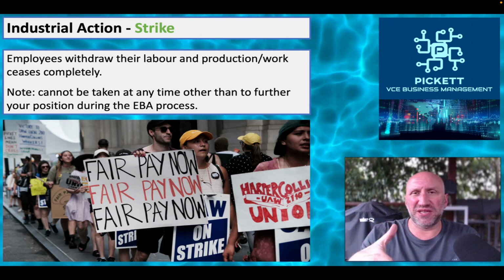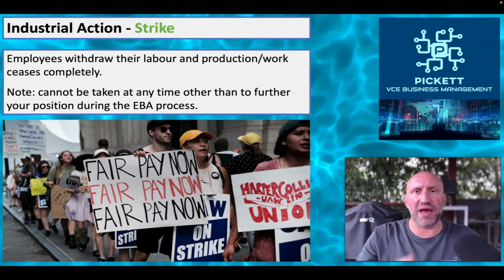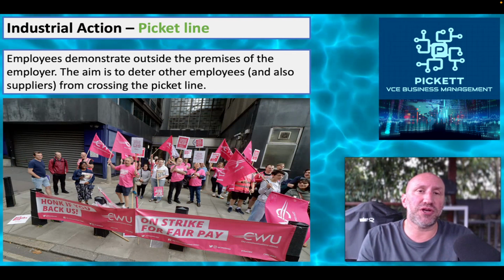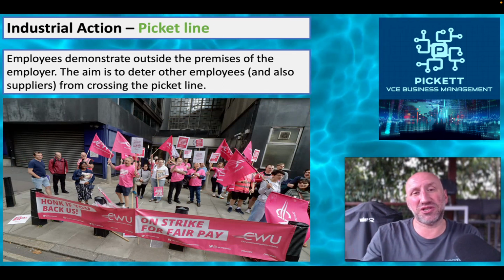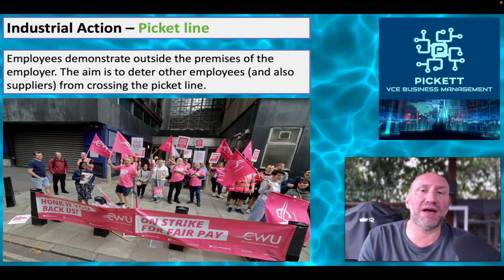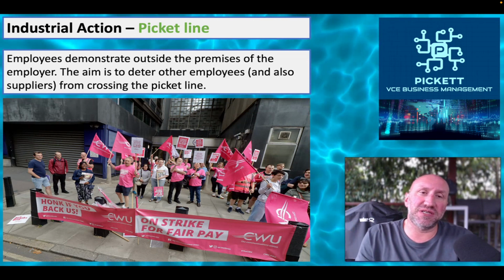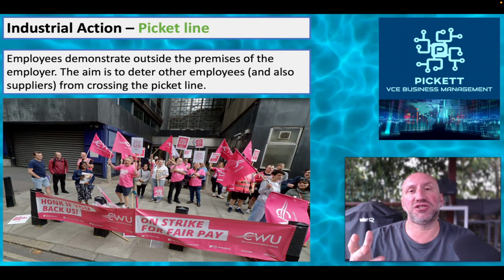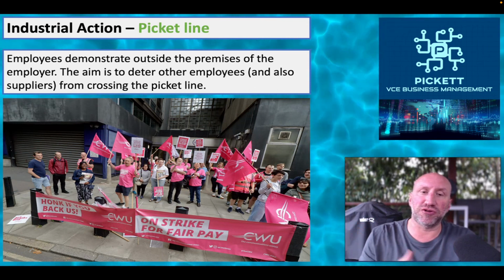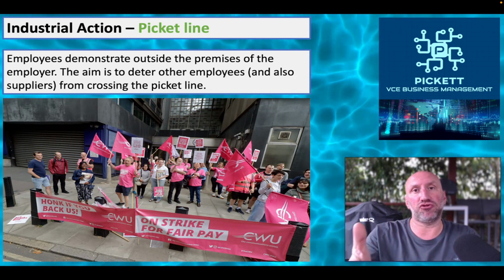So that's pretty straightforward. And you see this on the news from time to time, employees out demonstrating with their signs, we're on strike now, all this kind of stuff, hence that picture there. The second form that you might see, and this actually is often linked with strikes, the two kind of go hand in hand often, is a picket line. It's where employees demonstrate outside the premises, so they're physically there forming what we call a picket line outside the premises of the employer. And the aim of that is to deter other employees and also suppliers, if they're coming with supplies to the business, from crossing the picket line. So as you see there, they'll form like a physical barrier and they'll be trying to not let anyone cross the picket line.